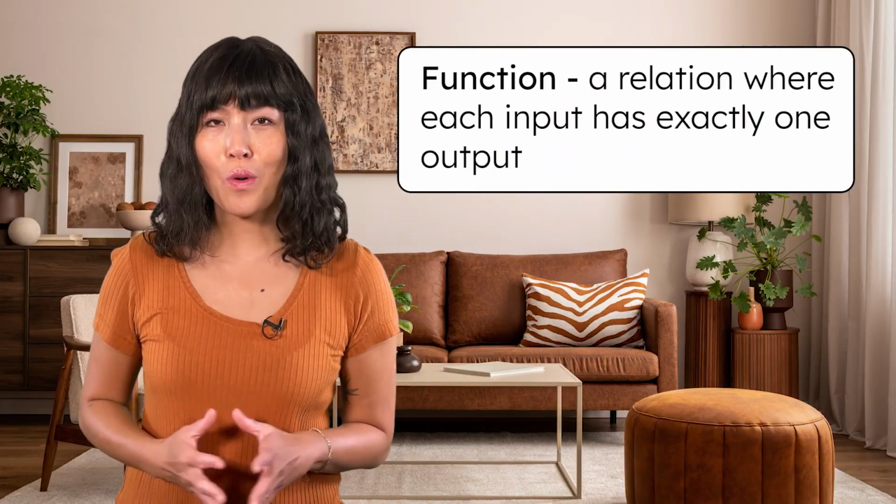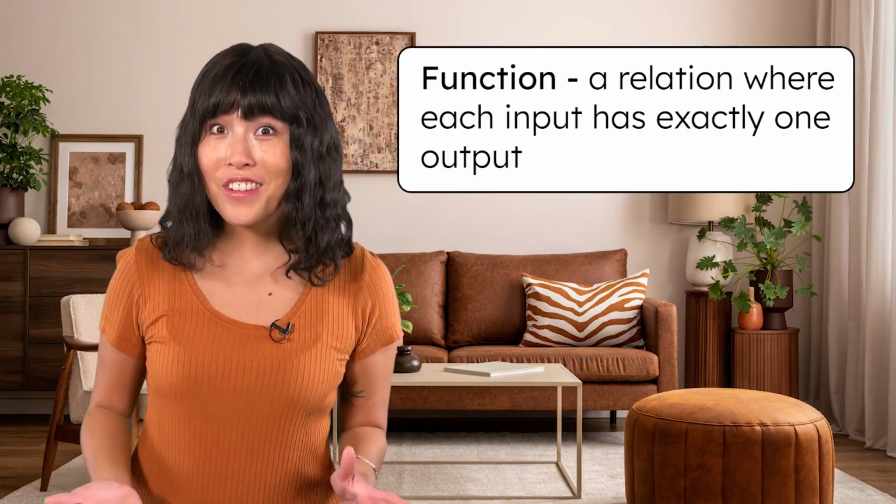So the buttons on the remote determine the television's response. In other words, the buttons are the input and the response is the output. Each button on the remote has one response, meaning that each input has one output. That kind of relationship is what we call a function.